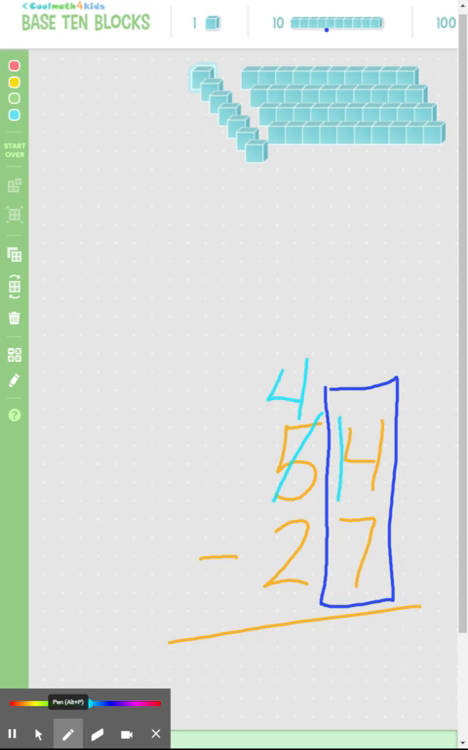So we're going to write 7 down here. 14 take away 7 is 7. And then we have 4, and we're going to take away 2 is 2. So we know that 54 take away 27 is 27.